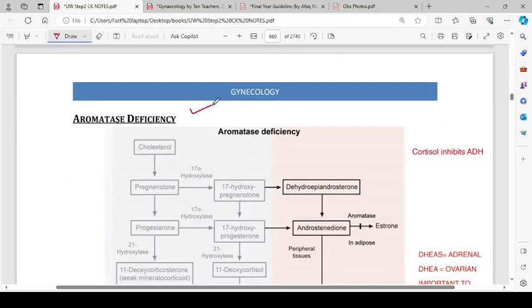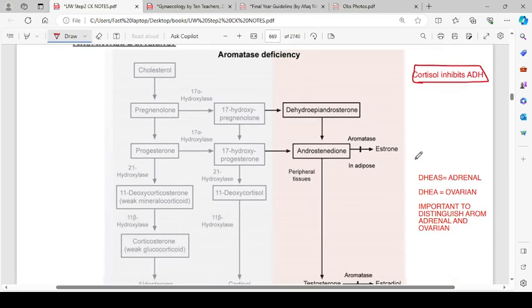So aromatase deficiency. Cortisol inhibits the ADH for some reason. Then DHEAS is adrenal, DHEA dehydroepiandrosterone, adrenal, and DHEA is ovarian. What is the difference between both of these things?